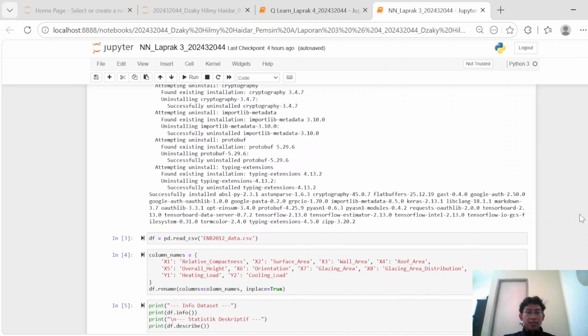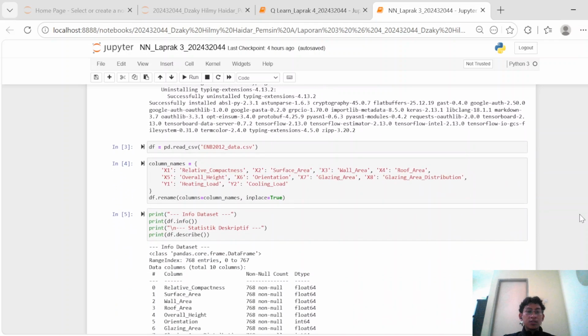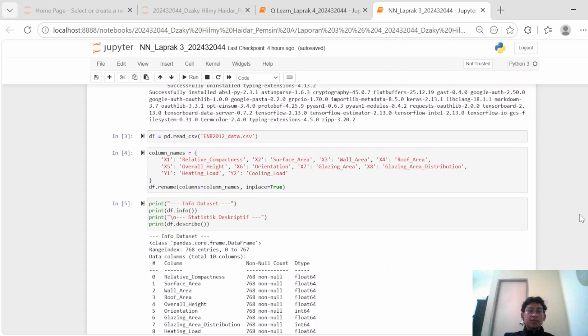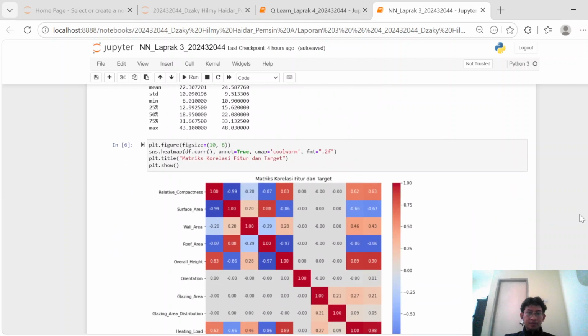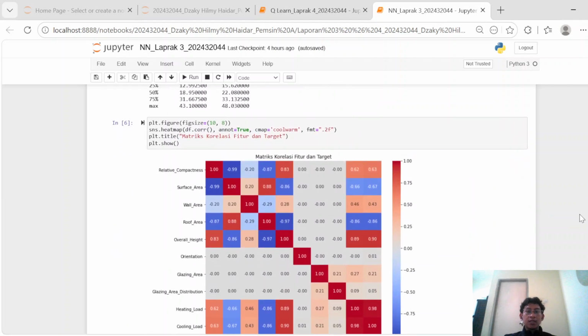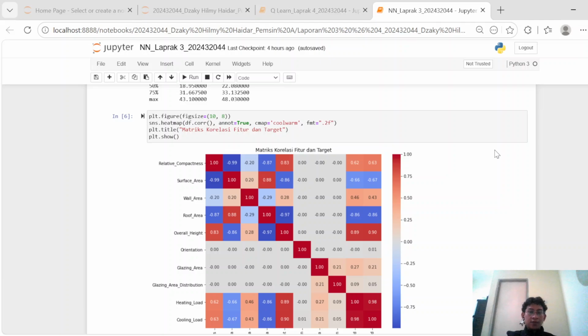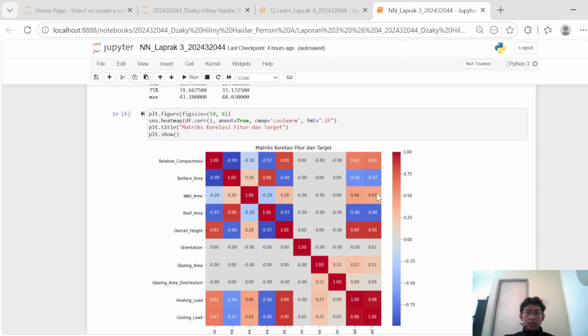Before diving into the model architecture, it was critical to understand the underlying patterns and relationships within the data. I conducted an exploratory data analysis, or EDA, and visualized the feature relationships using a correlation matrix heat map. From the heat map analysis, we discovered several key insights. First, overall height X4 and relative compactness X1 exhibit a very strong positive linear correlation with both heating and cooling loads.